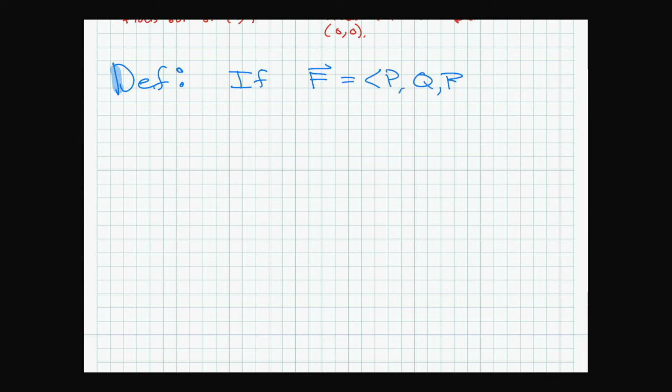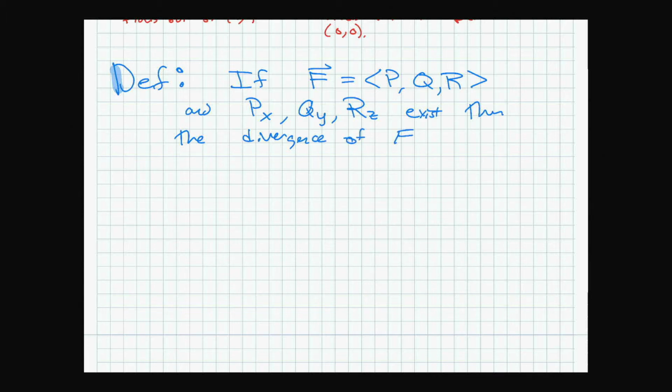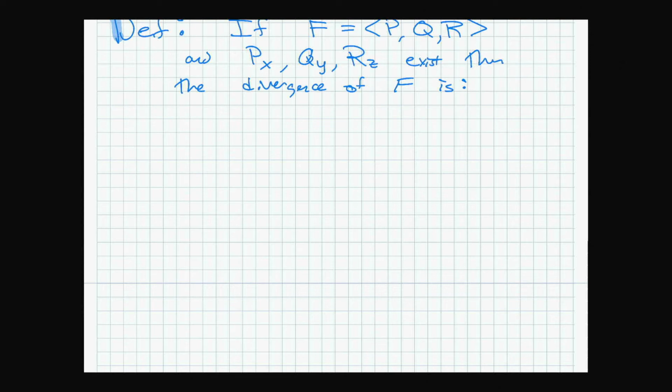P, Q, R. And you need these partial derivatives to exist: Px, Qy, Rz. Then the divergence of F is, here you go. You write it div F for divergence F. And what it is, it's just Px plus Qy plus Rz.